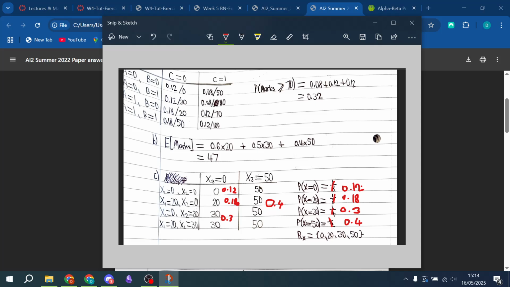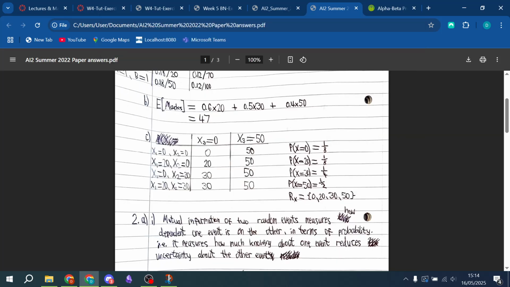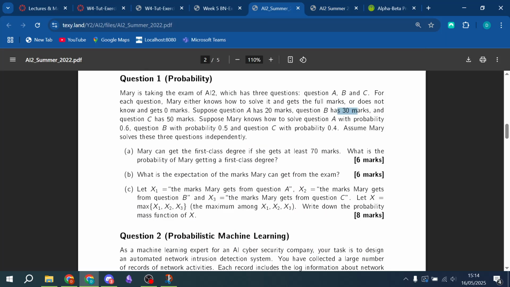Then for 30, there's 2 cases, but they're easy to get. Basically, all it means is that to get 30 as the maximum, you have to get B right, but you have to get C wrong, because if you got C right, then that would be the maximum, and X would be 50 instead of 30. But if you get B right, the maximum will be 30, no matter what you do with A. Because if you get A and B right, B is going to be the maximum because it gives more marks.